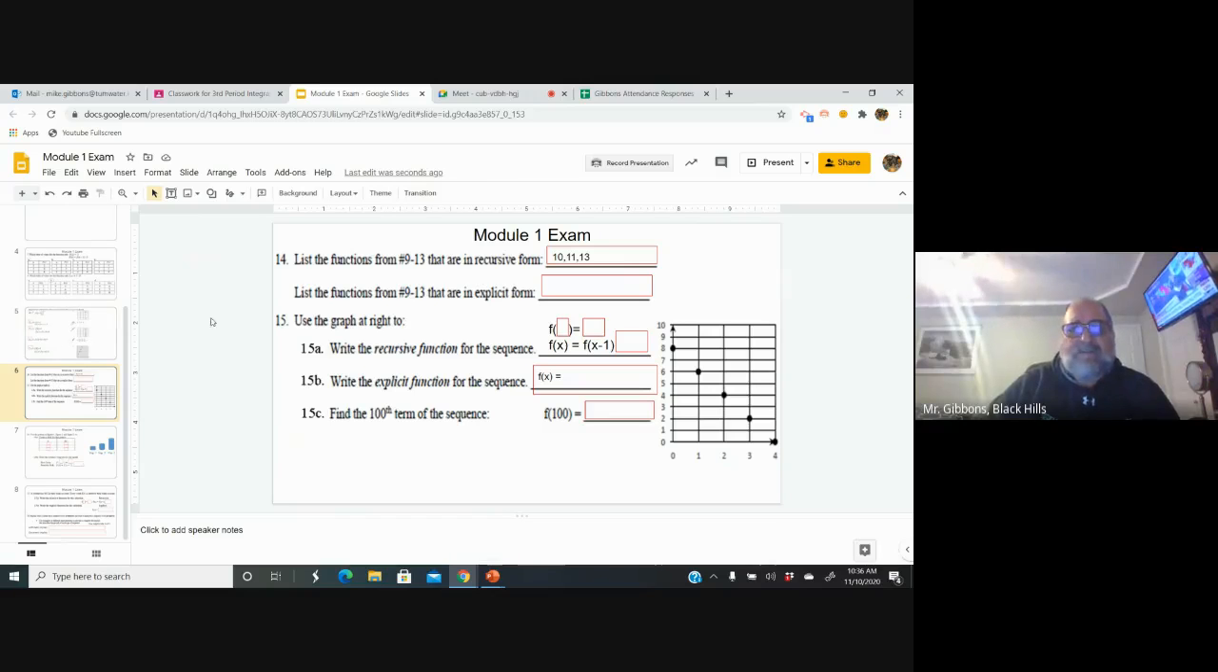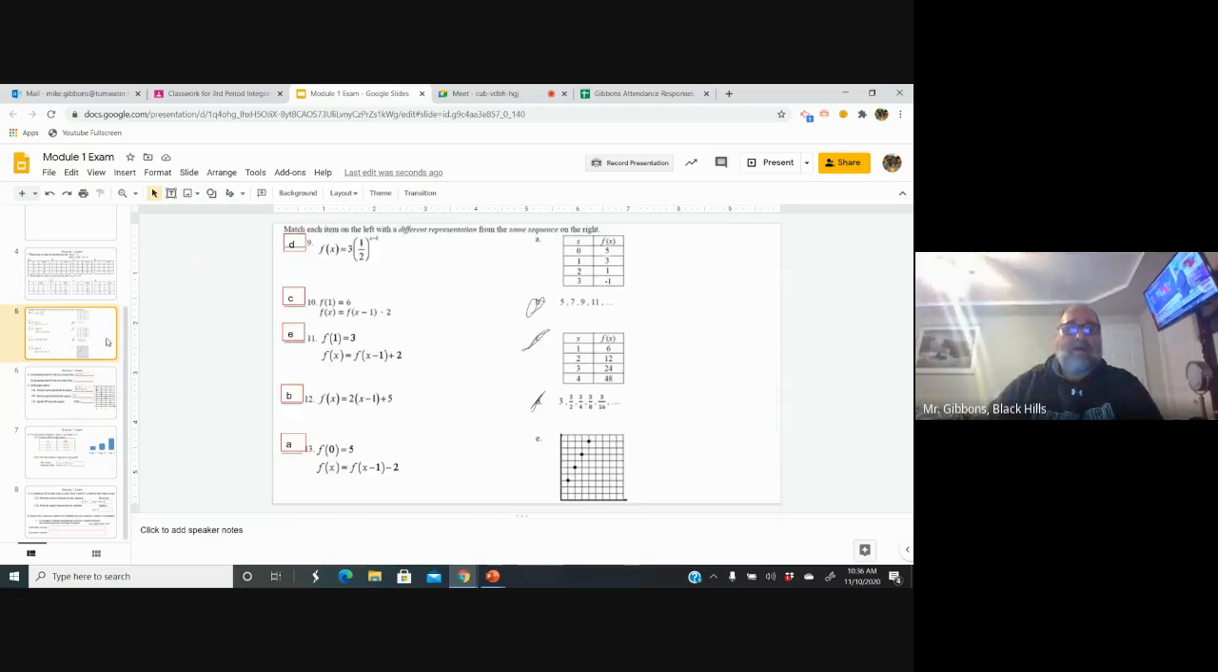Now let's find the explicit. List the functions from 9 through 13 that are in explicit form. Okay. Well, 9 is explicit. F of x equals. And 12 is explicit. F of x equals. That's it. So a recursive has 2 parts, and explicit only has 1 part, f of x in terms of x. So that was 9 and 12.